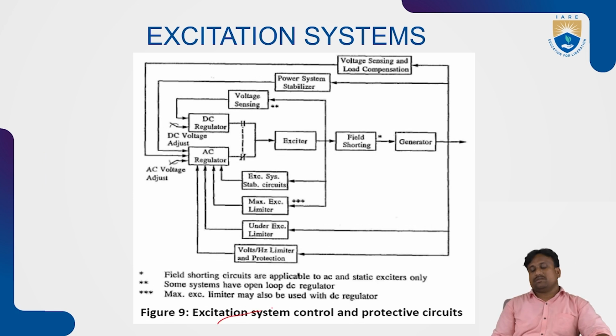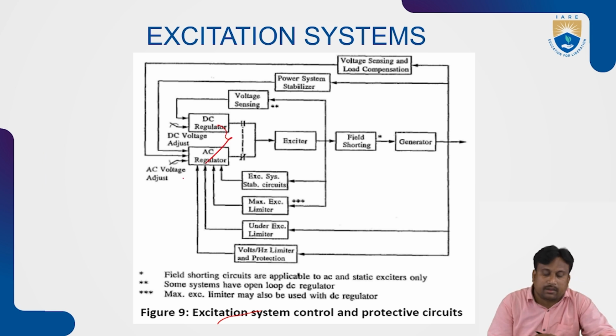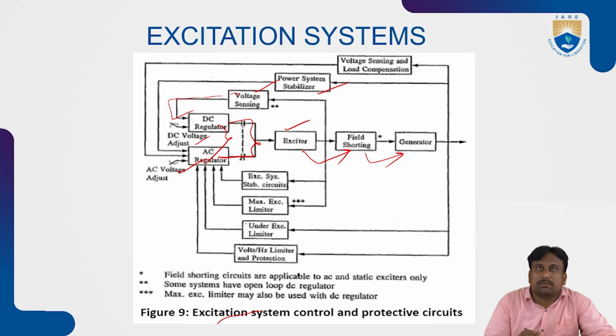This is called the excitation system control and protective circuits. Here we are going to consider two regulator arrangements, the DC regulator and the AC regulator. Here we need to adjust the DC voltage. Here we need to adjust the AC voltage. One voltage sensing device is connected to the DC voltage regulator. Both the DC and AC voltage regulators are combined and connected to the exciter circuit, which connects to the field shorting path. This field shorting path connects to the generator, and the system is stabilized under the voltage sensing arrangement. The final path is connected as a return path to the voltage sensing and load compensation equipment, so it can sense the voltage or compensate the load conditions.